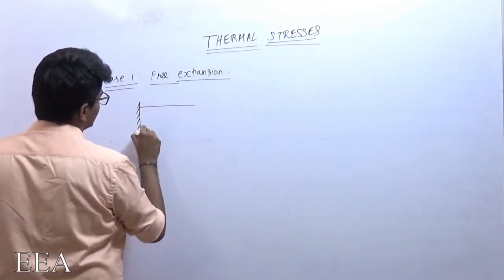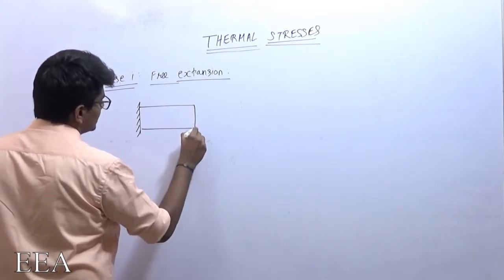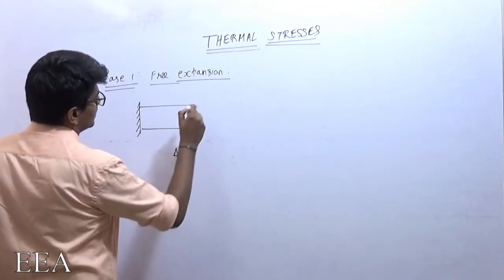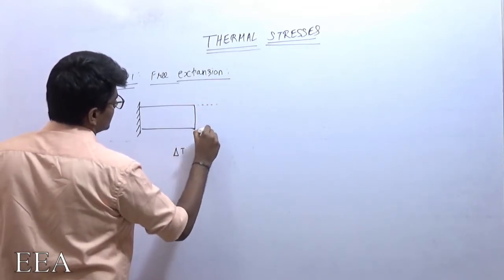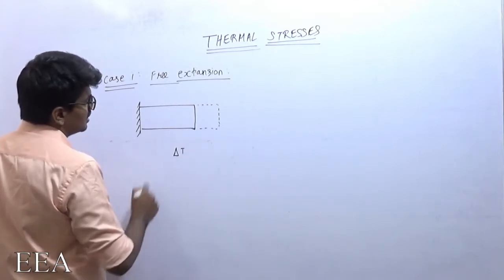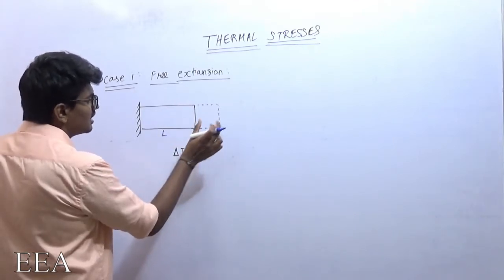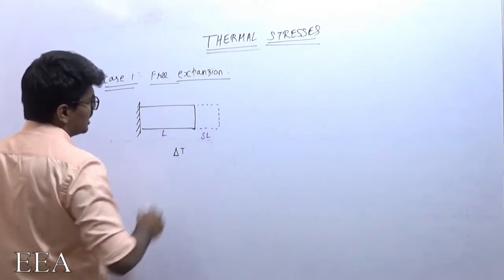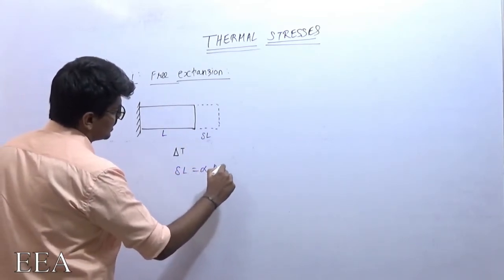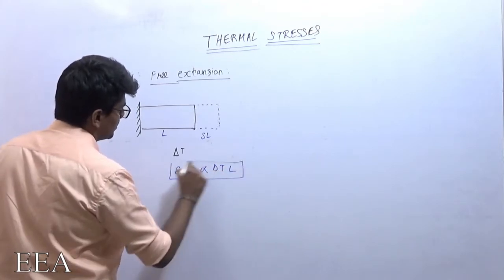One side is fixed, the other side is free. If I increase the temperature by delta T, what will happen? There is going to be an increase in the length. Initially L, it's increasing by some amount. Let me take it as delta L, and we already know this delta L is nothing but alpha delta T into L. So the formula is known.